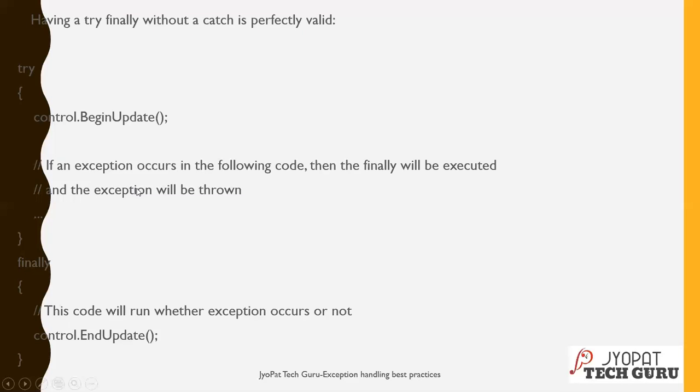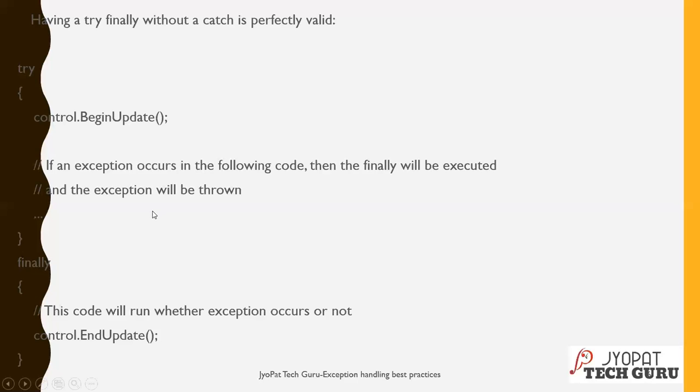So the finally block is very important as it is going to get executed whether the error is there or not. So in this code, suppose you are using controls like grid view or list view, it may be a Windows application or web application, wherein you are giving begin update in the try and end update in the finally. So try and finally combination is perfectly valid.